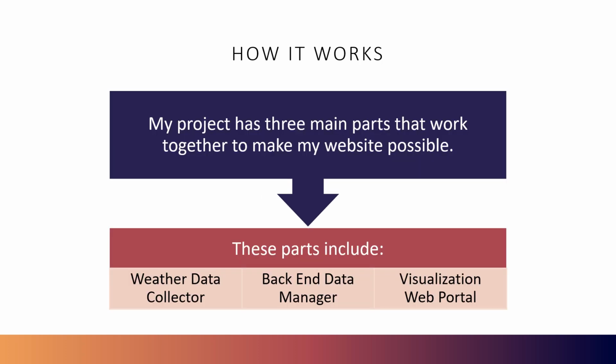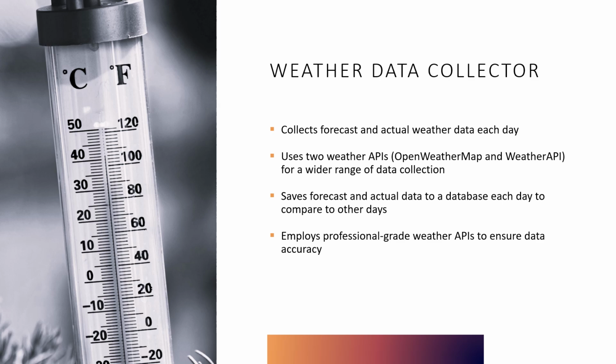So my project is divided into three parts, which are the weather data collector, the backend data manager, and the visualization web portal. The weather data collector collects forecasts and actual weather data each day. It then stores it into a database at the same time. It collects this data from two different APIs, which are the Open Weather Map API and then the Weather API. And these two weather APIs are professional grade to ensure that the data is accurate and reflects the actual and forecasted temperatures for Orlando, Florida.